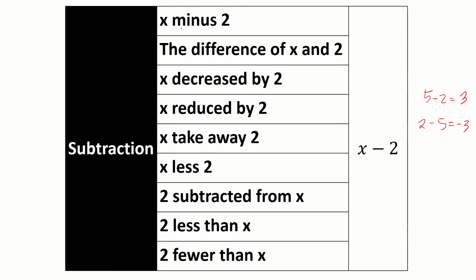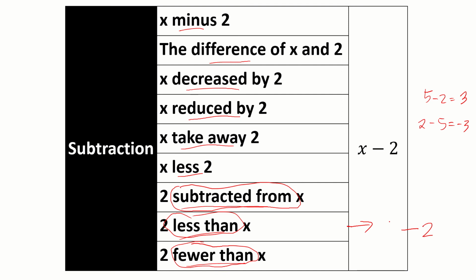So here, the keywords for subtraction are minus, difference, decreased by, reduced by, take away, less, subtracted from, less than, and fewer than. But you have to be careful every time you encounter the statements subtracted from, less than, and fewer than. So as I said in the previous slide, every time you deal with the word than, that means that you start from the right going to the left, instead of the usual pacing that we write, from left going to the right.